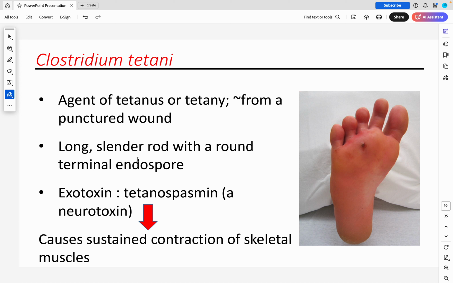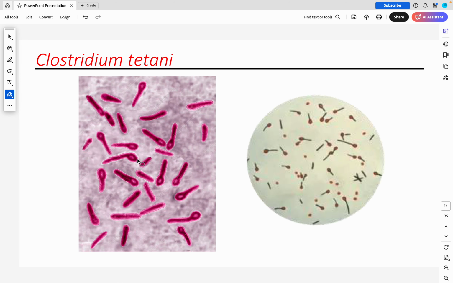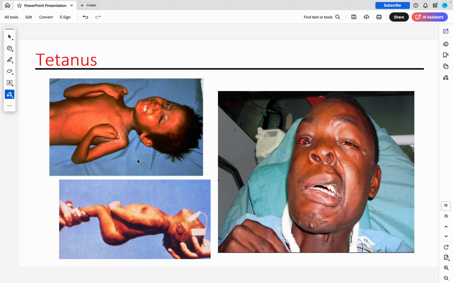In a tetanus diagnosis, the skeletal muscles keep on contracting. Here is the appearance of C. tetani. So you can see the terminal endospores. And you're seeing some pictures as visuals of the symptoms.